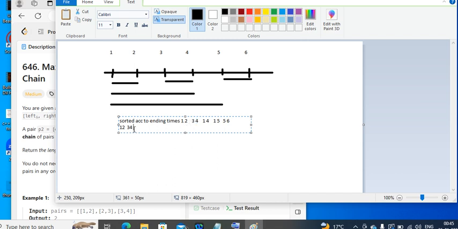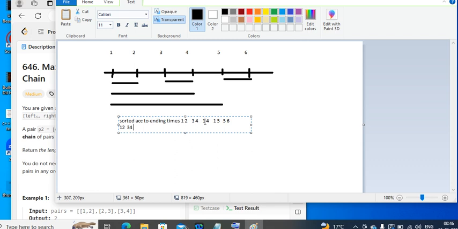1 2 I've considered. Yes, 1 2 I've considered. Great. Next, I would see that is 3. Is this 4 lesser than the start time? No. 4 is more than the start time. That means I have encountered an envelope. So I would just place 3 4 over here.